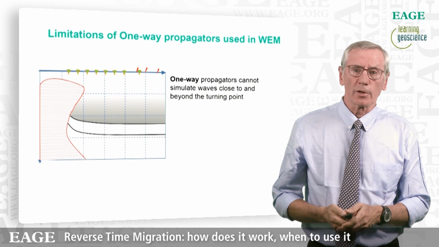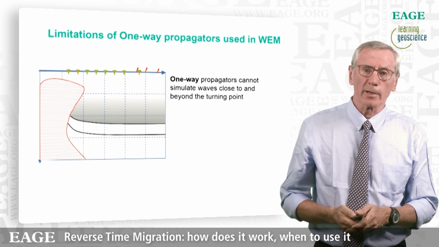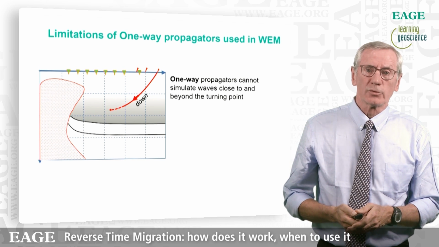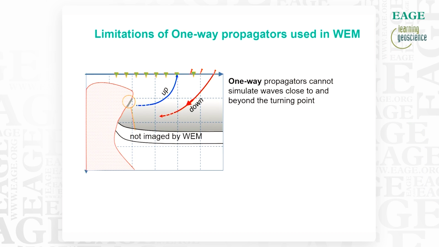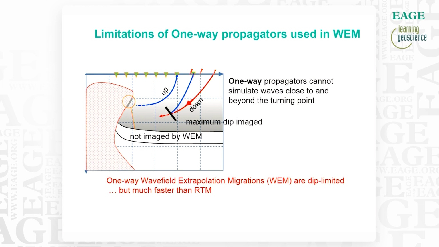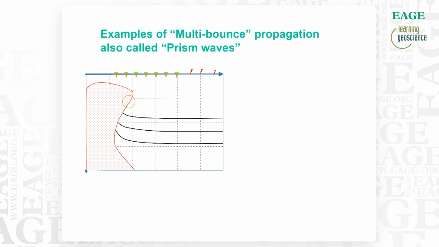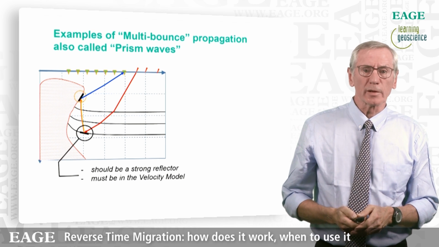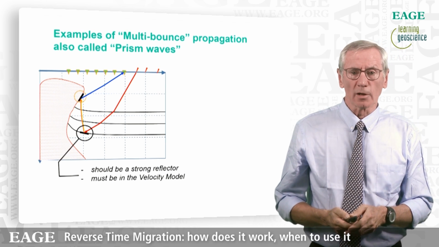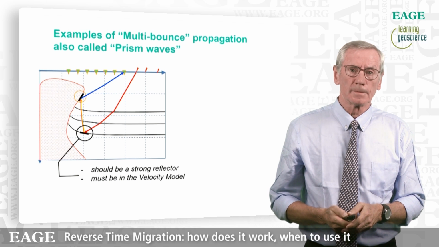In the so-called wavefield extrapolation migration or WEM, we actually use one-way propagators in depth. They do not propagate waves beyond the turning points. Consequently, they cannot image overhangs and are dip limited. But they are much faster than RTM, with no practical frequency limitations. Another type of propagation is prism waves, also called multi-bounce waves. These are handled by RTM propagators, provided the various reflectors are correctly represented in the model. These propagations are more frequent than we initially thought and explain some good RTM results in complex geological structures.